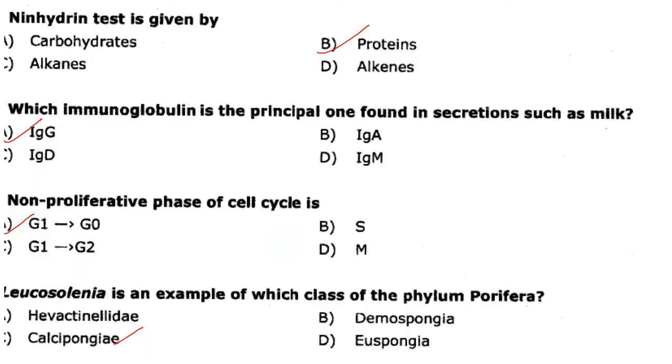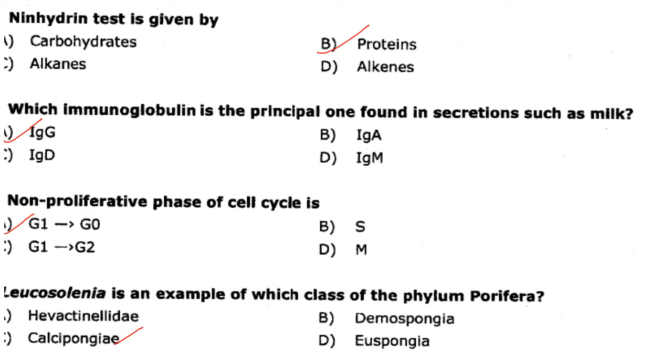So coming to the first question, ninhydrin test is given by proteins. So answer is option B, proteins. Which immunoglobulin is the principal one found in secretions such as milk? So you will find IgG in secretions such as milk.